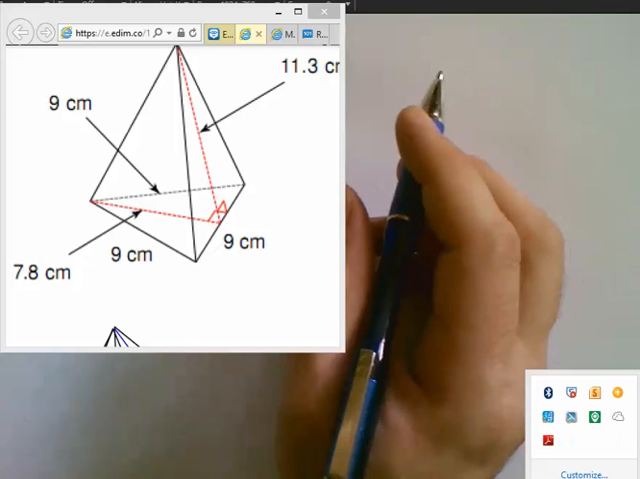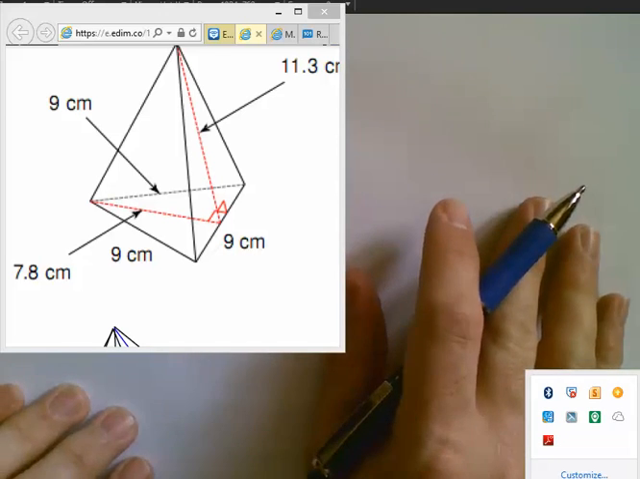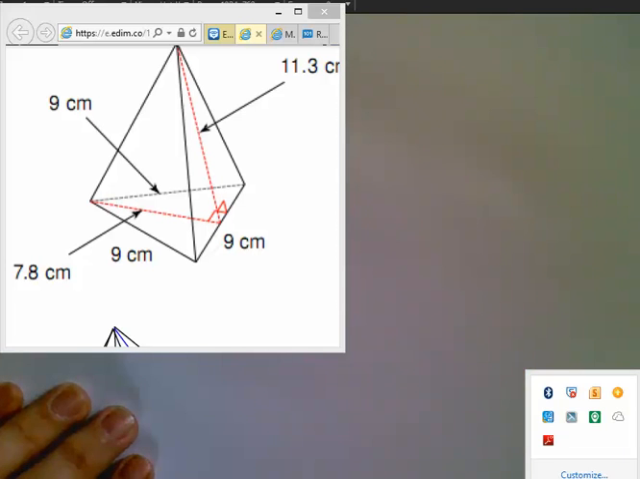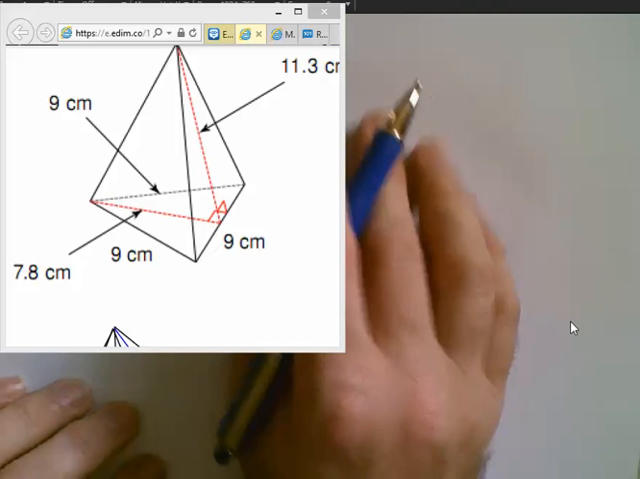Hey guys, I was asked to make a couple of videos to help with some of the surface area stuff. So we're going to focus on surface area of pyramids and some cones. So we came up with the formula in class, right?